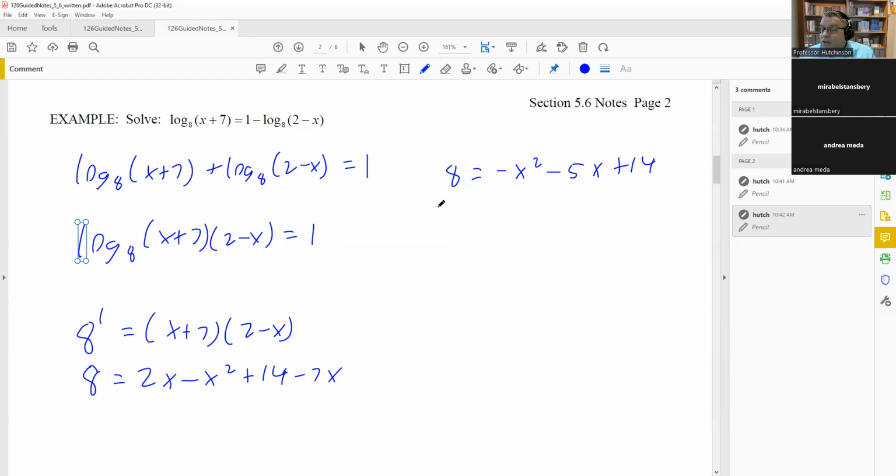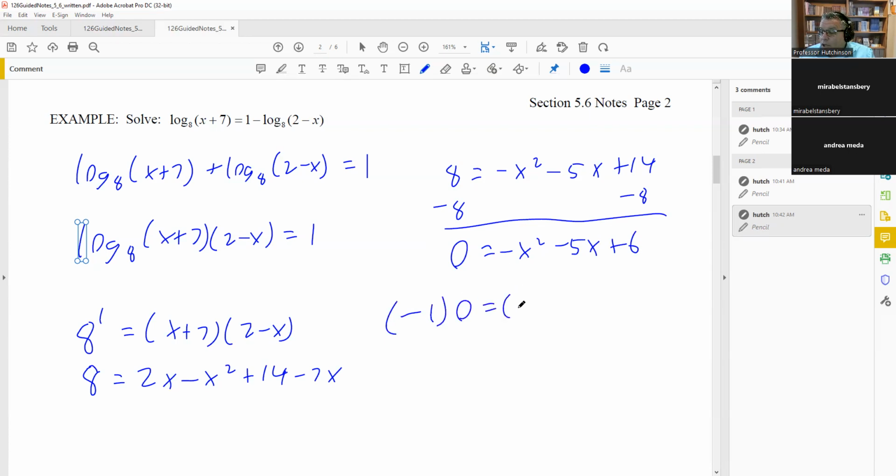So I'm going to subtract 8 from both sides there, and I get 0 equals negative x squared minus 5x plus 6. Now, a lot of times I'll see students make mistakes if they try and factor with a negative x squared. The negative throws them off. So what I'm going to do instead is I'm going to take the entire equation, both sides, and multiply it by negative 1.